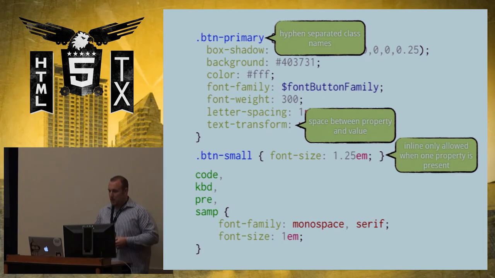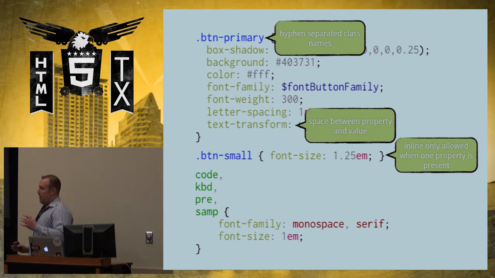I only do inline if there's one property. As soon as it's more than one property, break it out. Especially if you're using the new CSS3 stuff, like the gradient, you're going to want to multi-line that, or you're going to get lost really quickly. So if you're doing single line for everything, I'm telling you, this is the way to go.